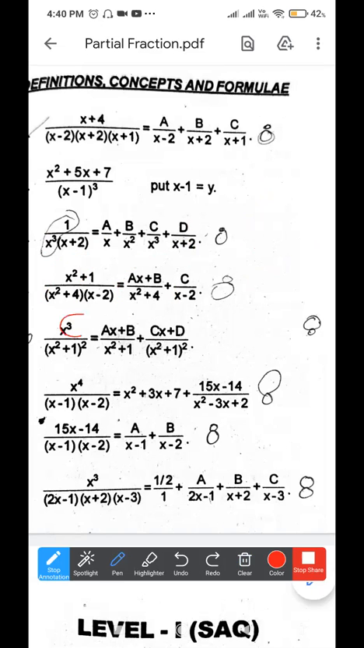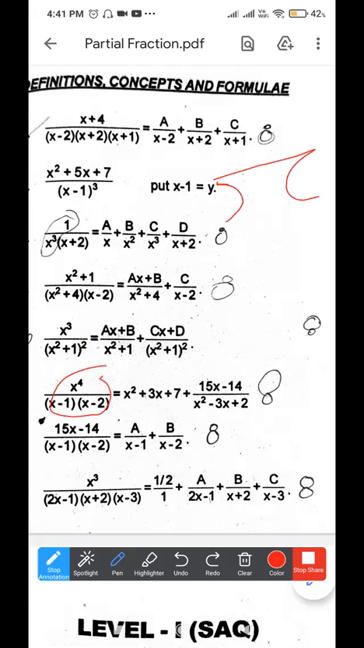And if you're having cube in the numerator and power 6 in the denominator, x square plus 1 whole square, then what will we do? We'll consider this as x and we'll write it as, here we are having whole cube. So x plus ax plus b by x square plus 1 and cx plus d by x square plus 1 whole square. Okay.